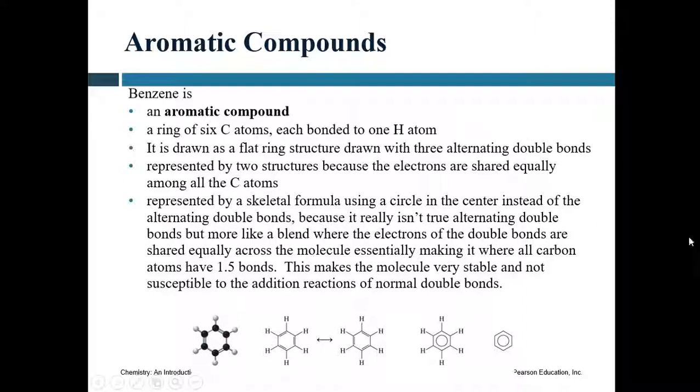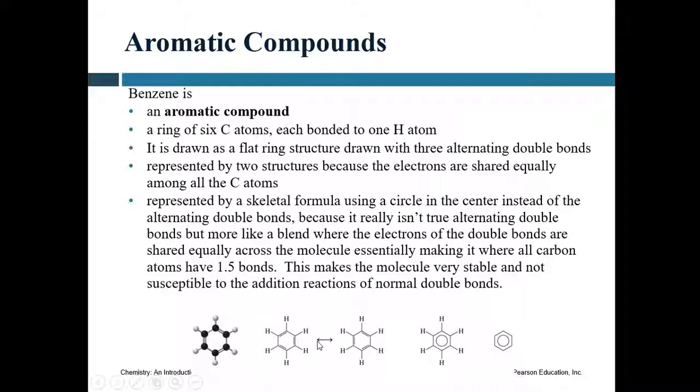Aromatic compounds have a ring, for example, benzene has a ring of 6 carbon atoms, each bonded to 1 hydrogen atom. It is drawn as a flat ring structure, drawn with 3 alternating double bonds. It's represented by 2 structures here. Notice, as we look on the far left here, in one way it can be drawn like this.